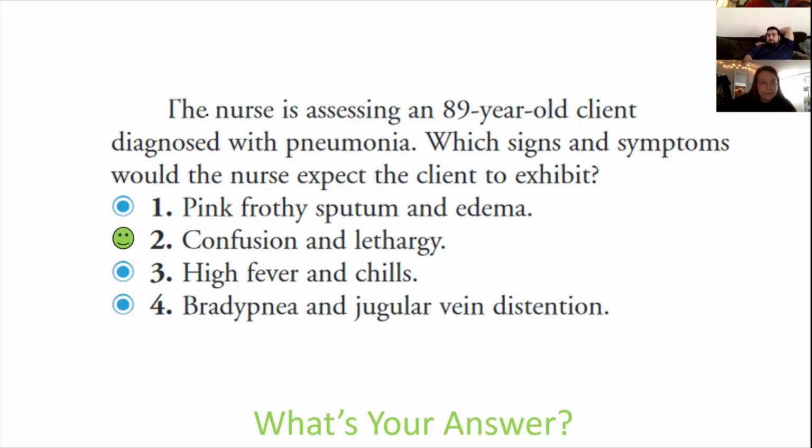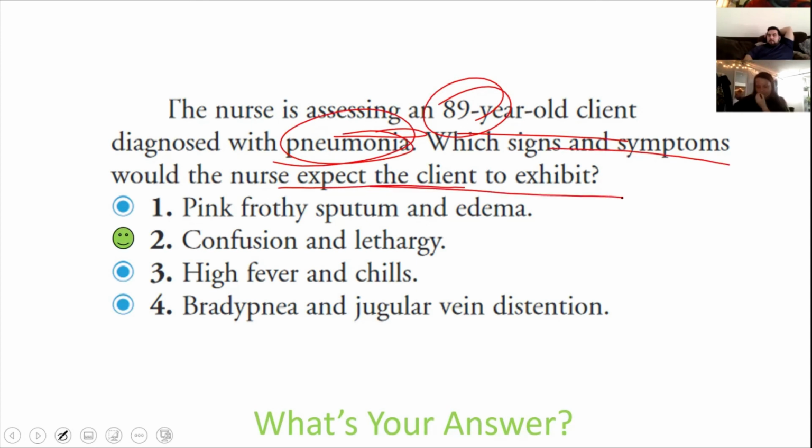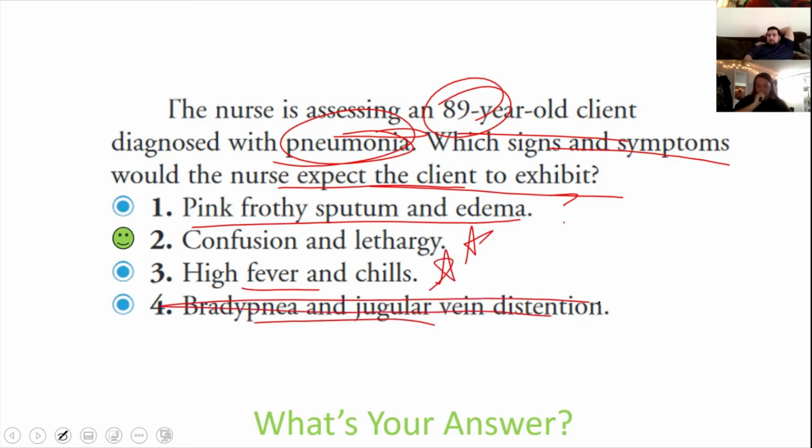Yeah, priority, right? So, an 89-year-old, assessing an 89-year-old diagnosed with pneumonia. Which signs and symptoms do you expect? Most likely a pink fluffy sputum. I'm not sure about that. High fever, chills. Yes, I'm sure about that. No. Okay. So now I'm down to 3.